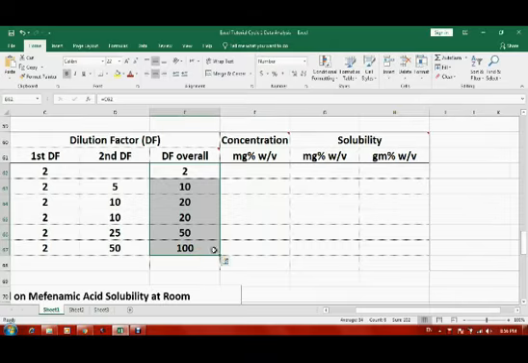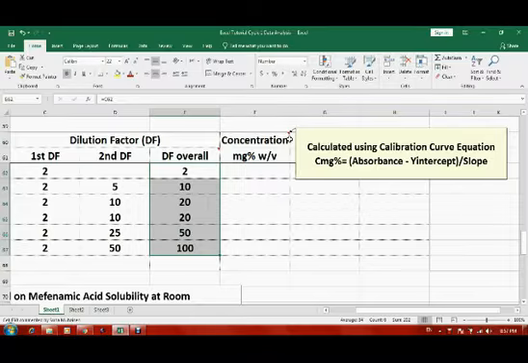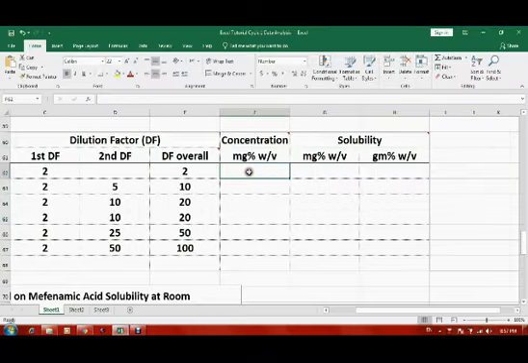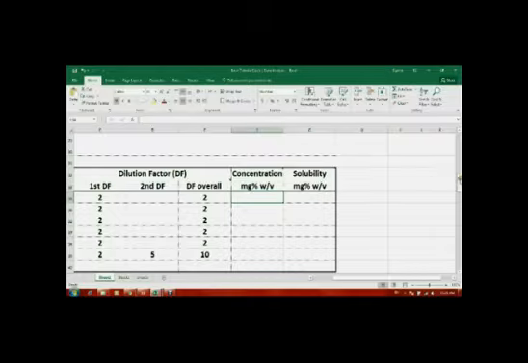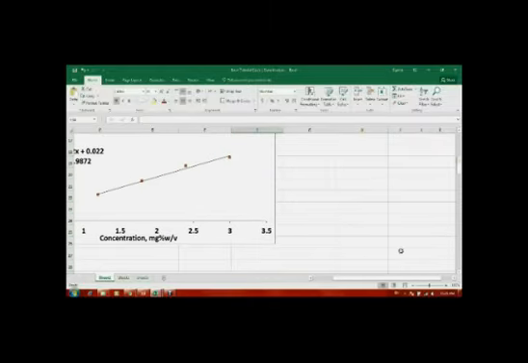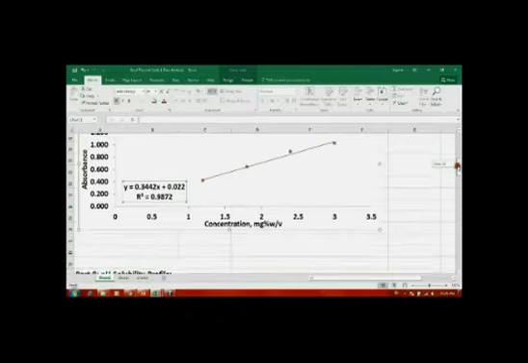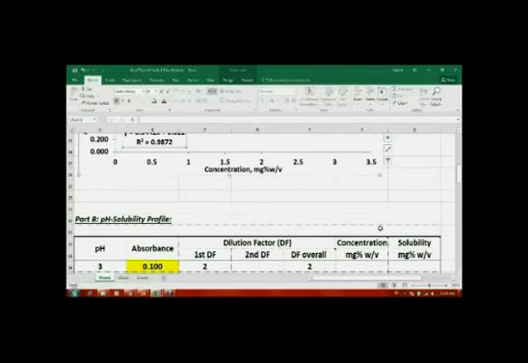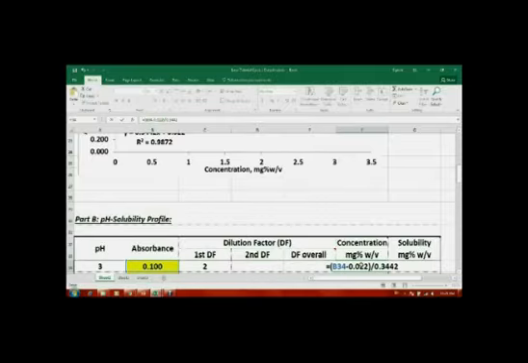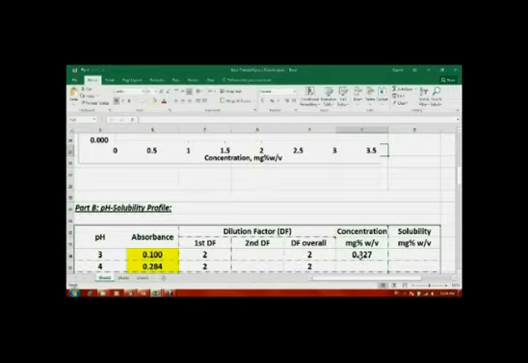Now, to calculate the diluted concentration, use the calibration curve equation. In our example, the concentration will be equal to the absorbance minus 0.022, the y-intercept, as it is positive in the original calibration curve equation, divided by the slope, which is 0.3442 in our example. Please consider priorities while using the Excel equations.